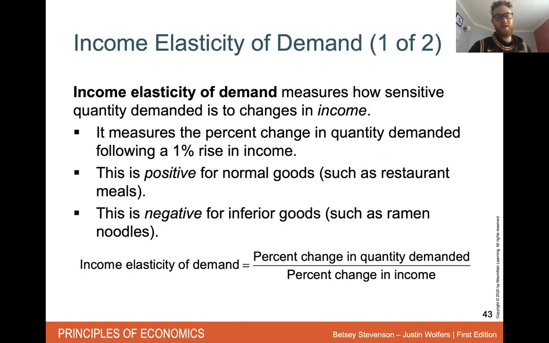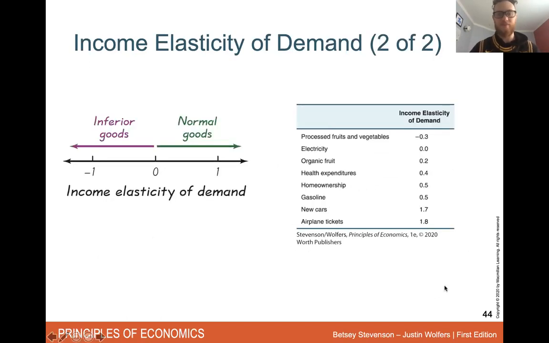Income elasticity of demand measures how sensitive quantity demanded is to changes in income. It measures the percent change in quantity demanded following a 1% rise in income. This is positive for normal goods, such as restaurant meals, and negative for inferior goods such as ramen noodles. Income elasticity of demand is equal to the percentage change in quantity demanded over the percentage change in income.